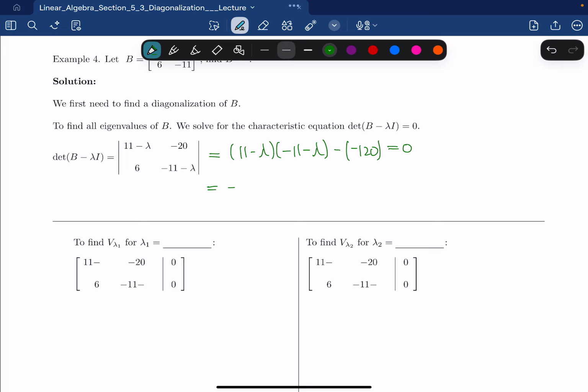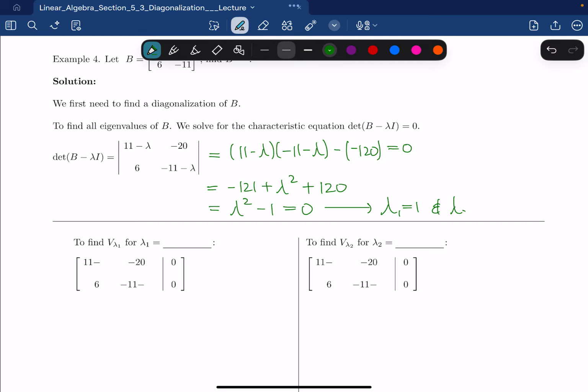But it's going to be negative 121 plus lambda squared plus 120. And this is going to equal lambda squared minus 1. Now if you go ahead and set that equal to 0, you can just add 1 to both sides and take the square root. That's going to give me lambda. Let's go with lambda 1 equals 1 and lambda 2 equals negative 1.